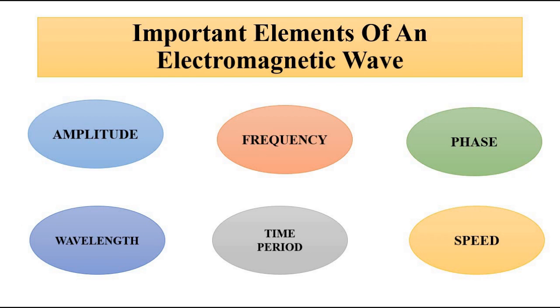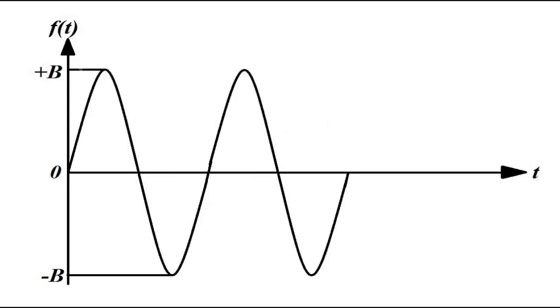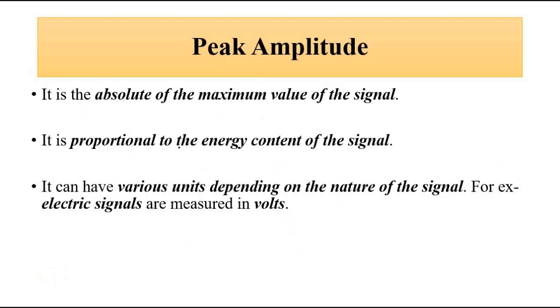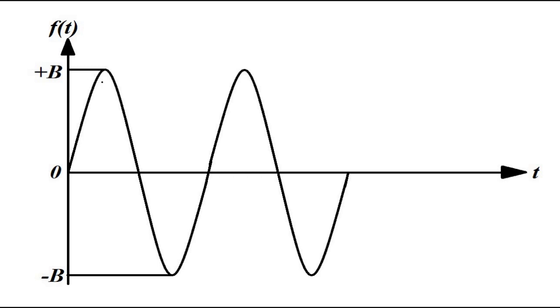So first is amplitude. Amplitude is the maximum value of the alternating quantity. Here, in this case, it is the maximum value the alternating signal can have. It is directly proportional to the energy content of the signal. Here the peak value for the positive half cycle is plus A, and for the negative half cycle it has the same magnitude but the opposite direction, minus A. And here it is plus B, slightly higher, and the same in the negative direction.